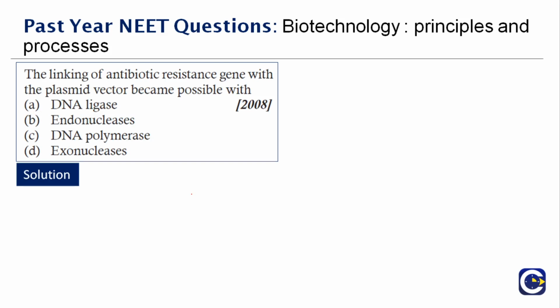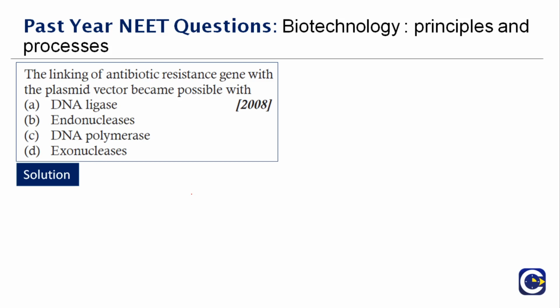Okay, you are using a linking, and that too with an antibiotic resistant gene with a plasmid vector. So you need something for its attachment. So you do it with the help of, say, endonucleases, DNA polymerase, exonucleases, DNA ligase. DNA ligase is the enzyme that is able to join together two portions of the DNA and therefore plays an important role in the DNA repair mechanism. DNA ligase is also used in the recombinant DNA technology, as it ensures that the foreign DNA is bound to the plasmid into which it is incorporated.